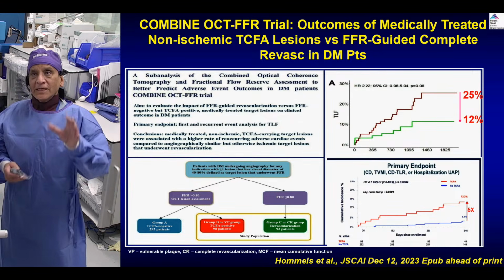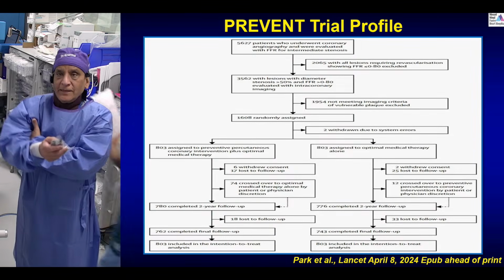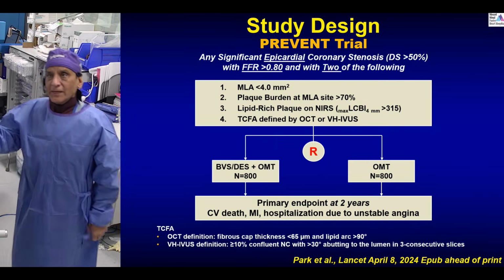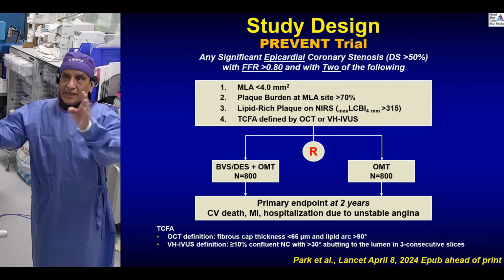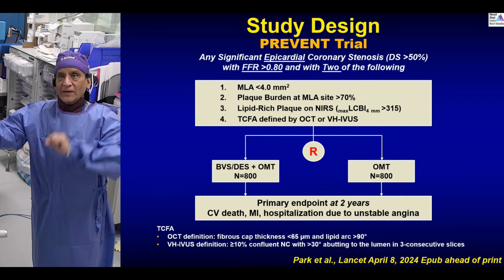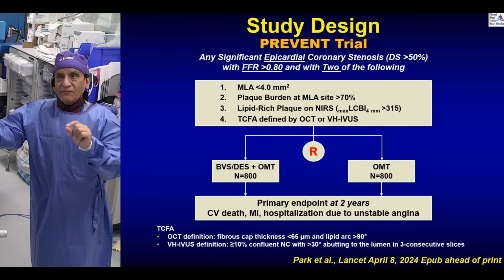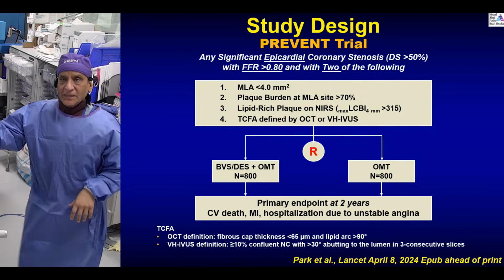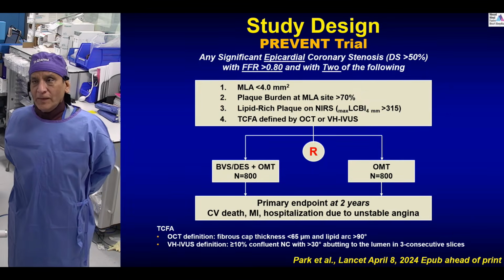Now, the question comes, can you do this in the native vessel? This was the PREVENT trial, as I mentioned, from majority South Korea, 1,500 patients. They first identified any significant epicardial coronary stenosis of more than 50% but with FFR more than 0.8. So they took the patients from the left side of that OCT-FFR trial, where FFR was more than 0.8, but who have two of the following criteria of the vulnerable plaque: MLA less than 4, plaque burden more than 70%, lipid-rich plaque on NIRS, and TCFA defined by OCT or virtual histology IVUS. There is a whole criteria for how you define the TCFA in virtual histology. They call it more than 10% confluent necrotic core with 30% abutting the lumen in 3 consecutive slices.